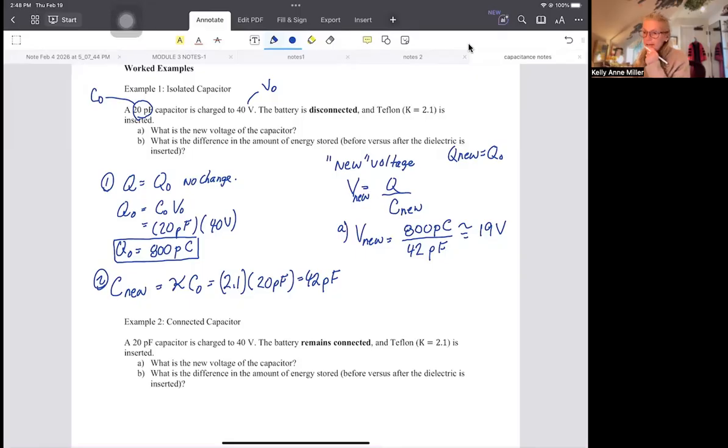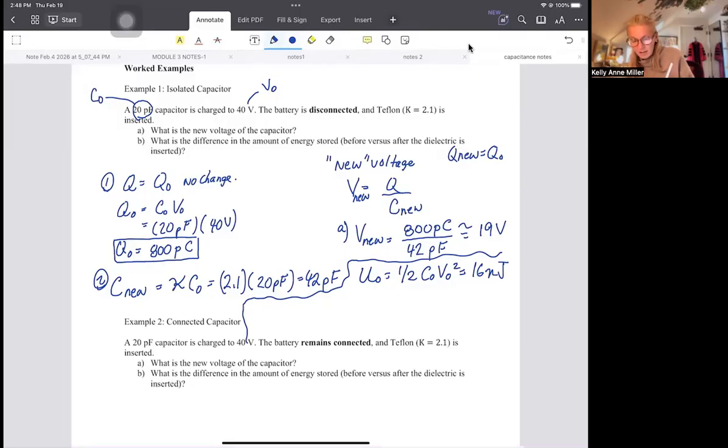Okay, part B. So I can calculate the original potential energy, right? So the original, let me call it U naught, is just 1/2 C naught times V naught squared, which if you plug those numbers in, you get 16 nanojoules.